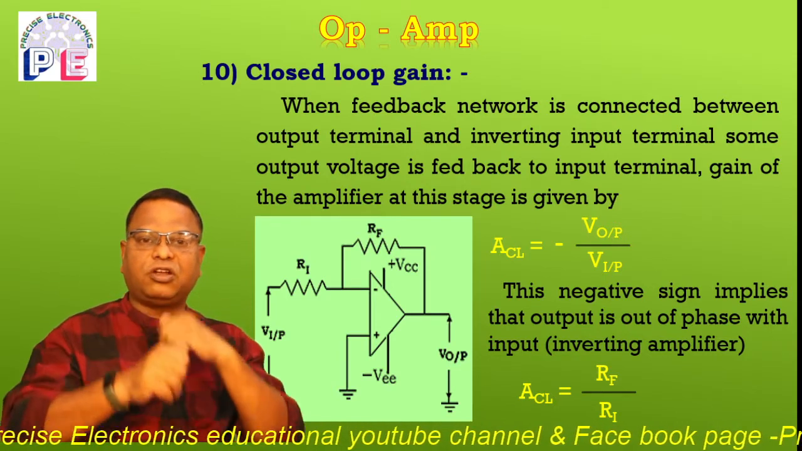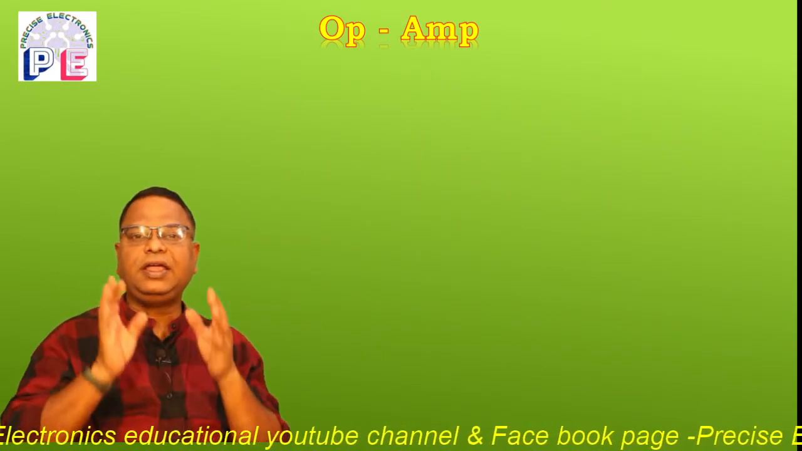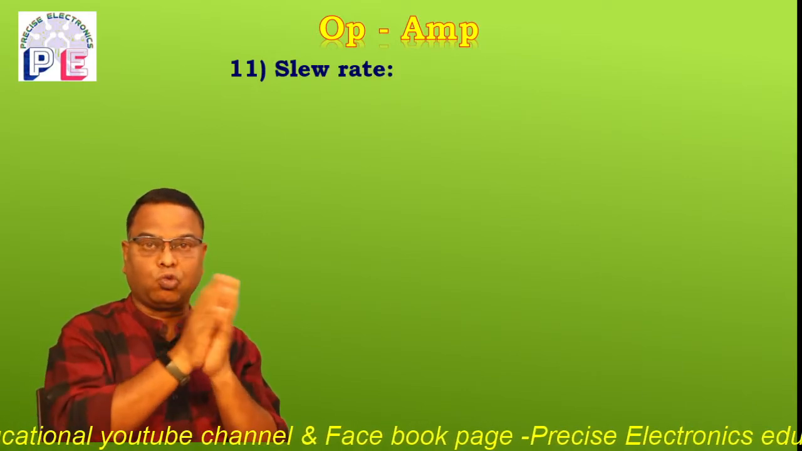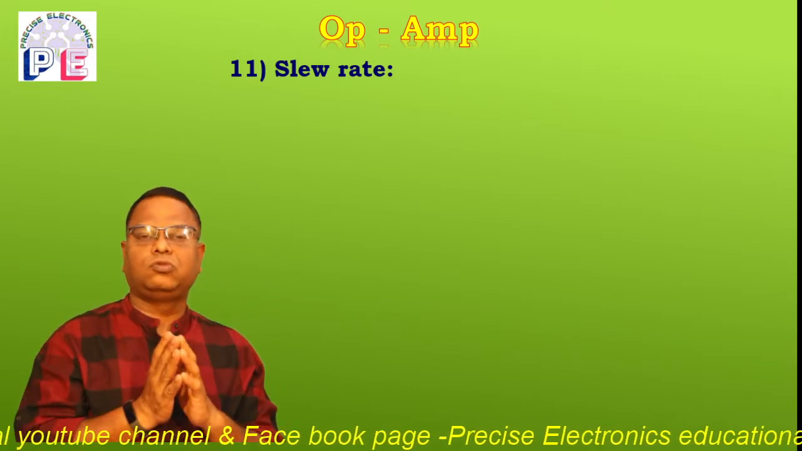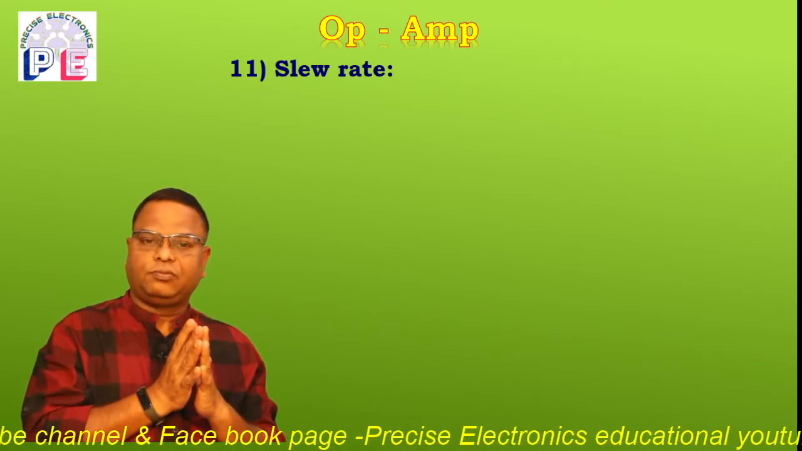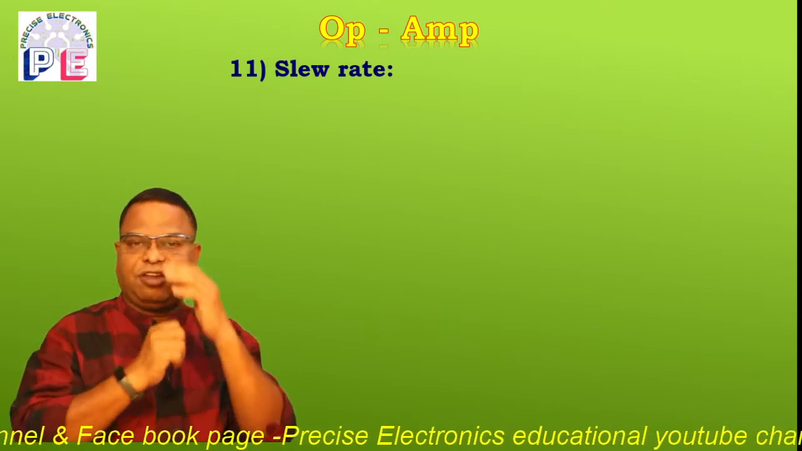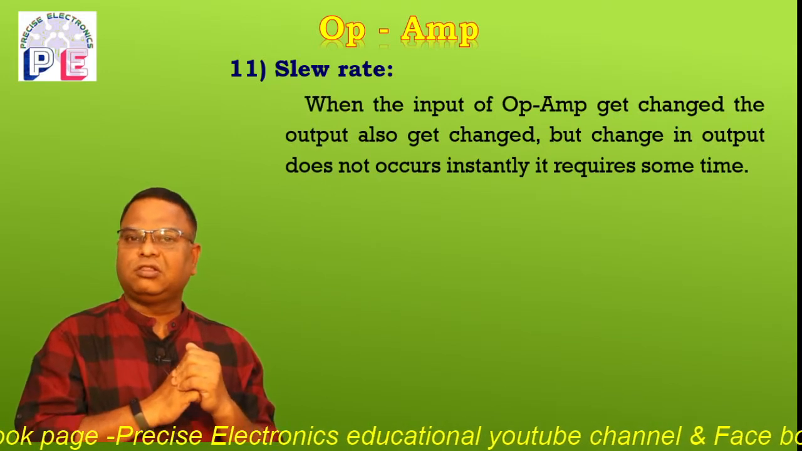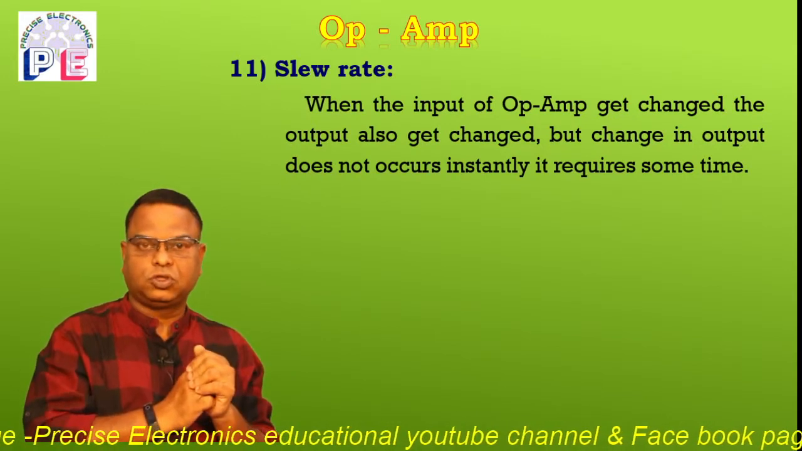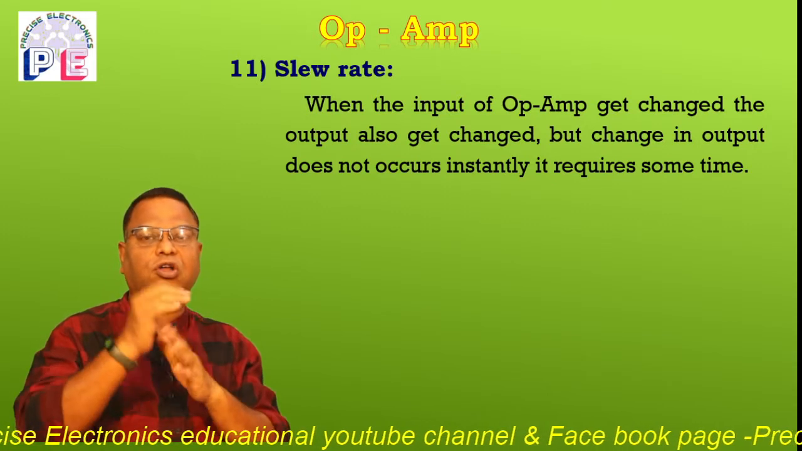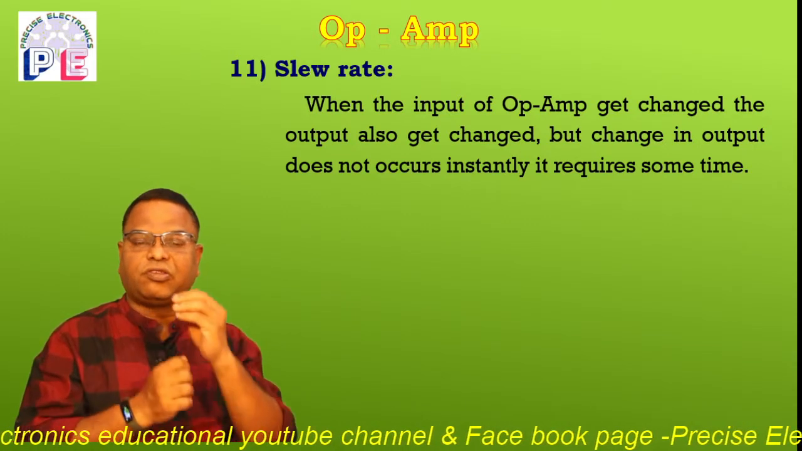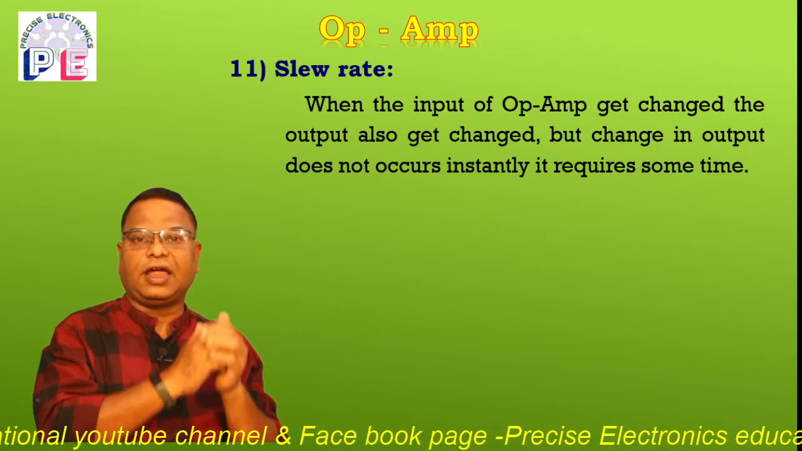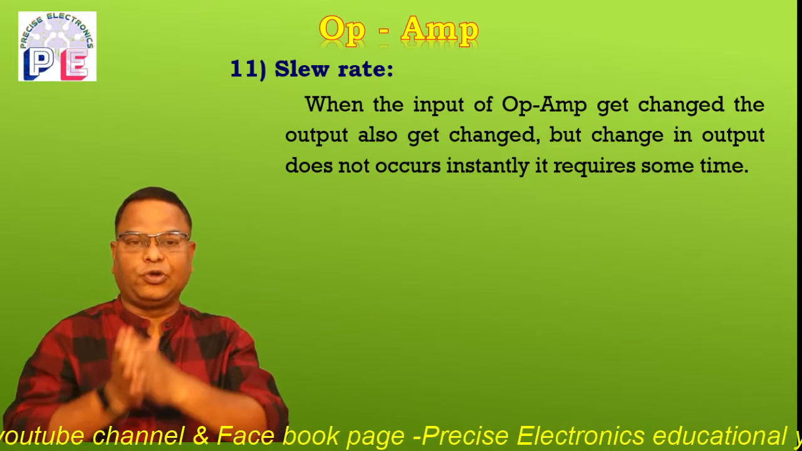Now we are moving toward the next parameter, parameter number 11, that is slew rate. What is slew rate? When the input signal of the op-amp gets changed, obviously there will be a change in output. But friends, the change will not occur instantly. There will be some time delay. It requires some time to change its output signal, and that is given by the slew rate.